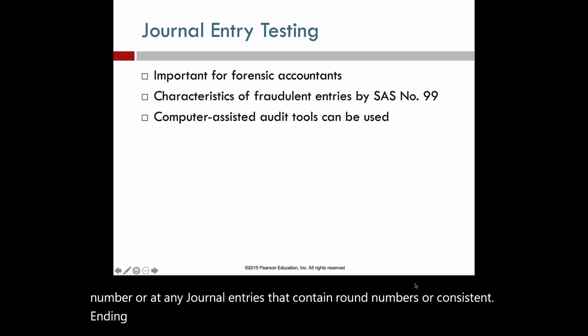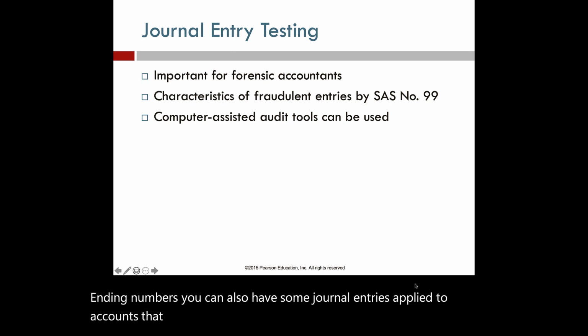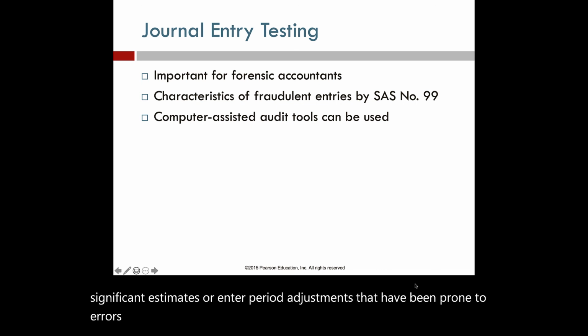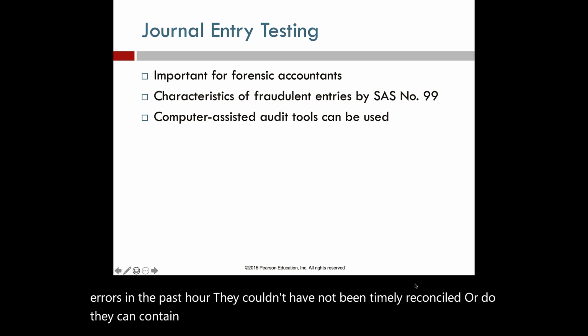You can also have journal entries applied to accounts that contain certain complex transactions or contain significant estimates or end-of-period adjustments that have been prone to errors in the past, or that have not been timely reconciled, or that contain intercompany transactions, or may be associated with an identified fraud risk.